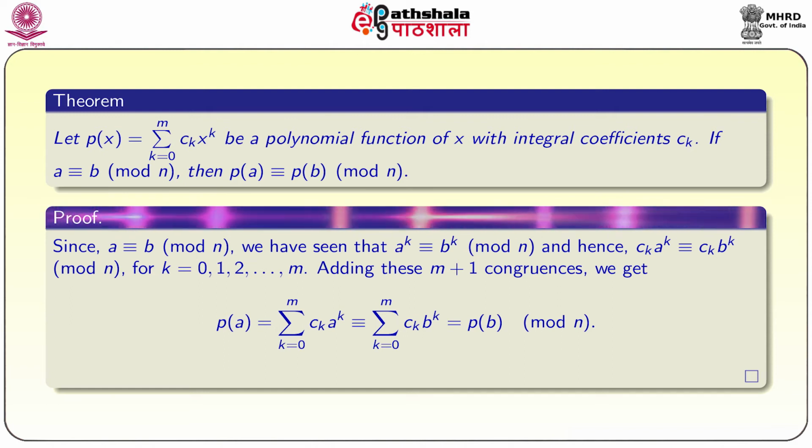Since a is congruent to b mod n, we have a power k is congruent to b power k mod n. This we proved in the properties of congruences. Consequently, c_k into a power k is also congruent to c_k into b power k for k equal to 0, 1, 2, 3 and so on up to m. Adding all these m plus 1 congruences, we will get p of a equal to summation k equal to 0 to m of c_k a power k, which is congruent to summation k equal to 0 to m of c_k b power k, which is equal to p of b mod n. So, we proved this theorem. Now, we will use this to prove some of the important divisibility properties.